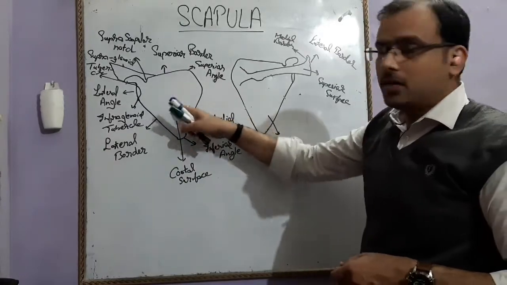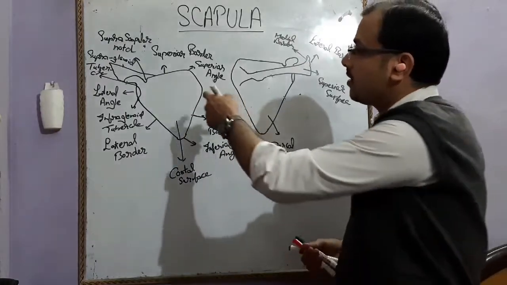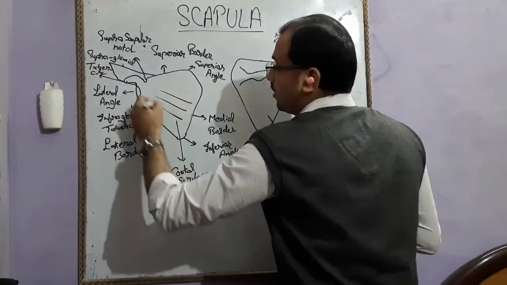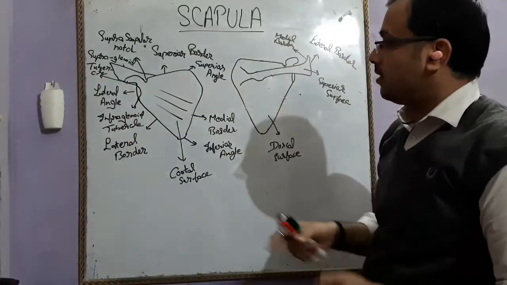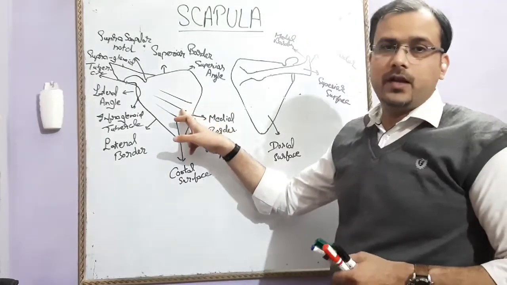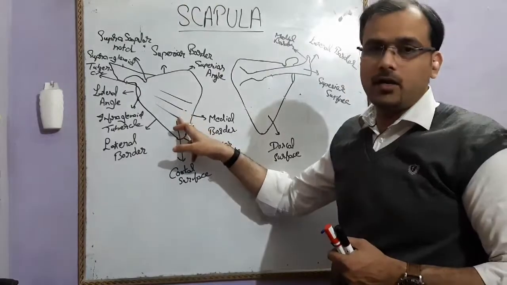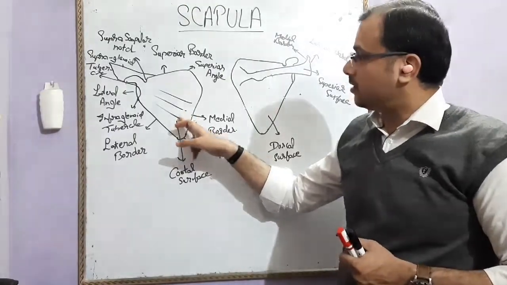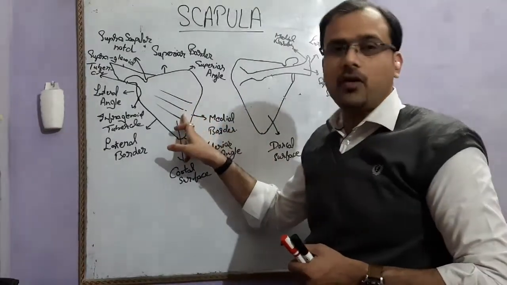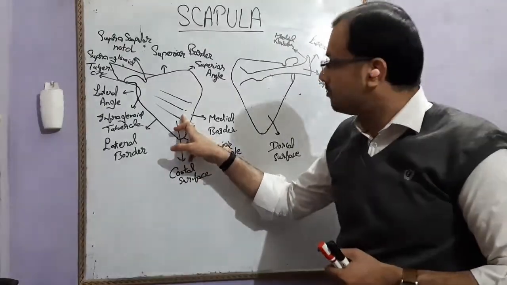Now we will talk about the features of the costal surface of the scapula. On the costal surface of the scapula, three oblique ridges are present for the attachment of the intermuscular tendon of the subscapularis muscle. These are oblique ridges for the intermuscular tendon of the subscapularis muscle.